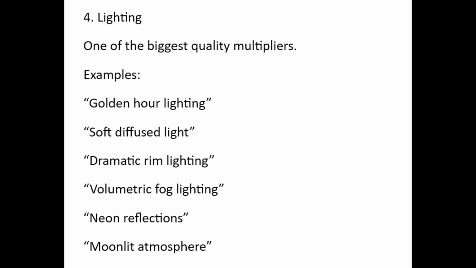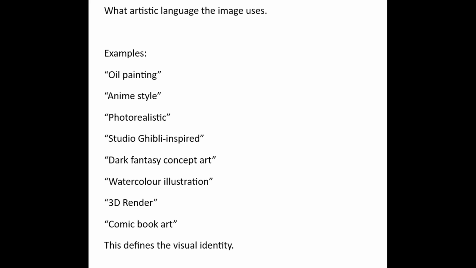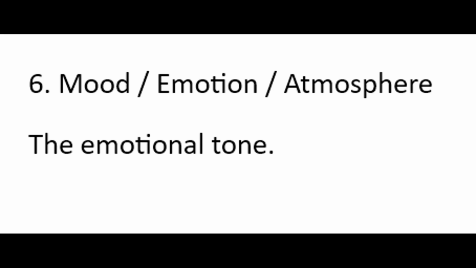The style defines the artistic language of the image. This tells the AI how the image should visually behave. For example, photorealistic pushes realism. Anime style emphasizes stylization and expressive forms. Oil painting creates painterly textures. Concept art often creates cinematic detail and dramatic design. The style acts like a visual identity system for the entire image.